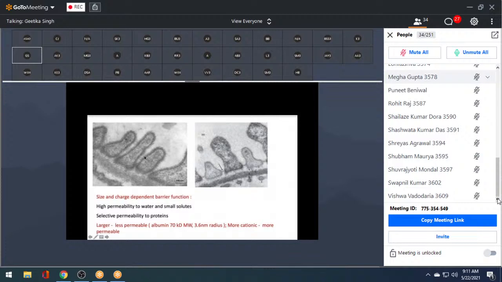And if you were to zoom in at extremely high powers, you may actually see a slit pore right there. And you can see all the 3 layers of the filtration barrier. And like I mentioned, it's a size and charge dependent barrier function.